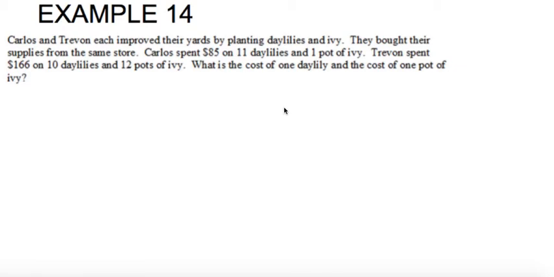Example 14, solve the linear system when it's in word problem form. First thing we want to do is read the word problem. So we have Carlos and Trayvon each improved their yards by planting daylilies and ivy. They bought their supplies from the same store.